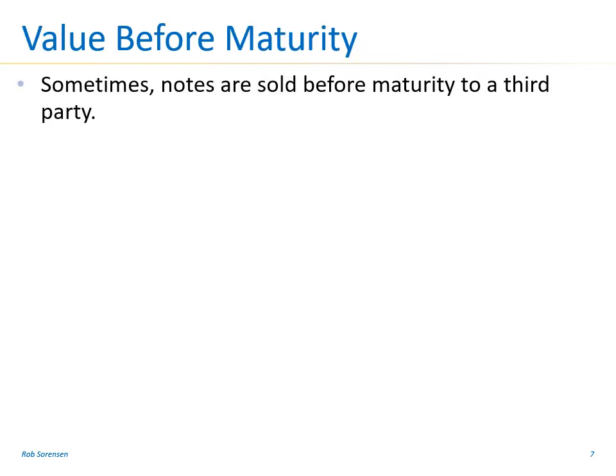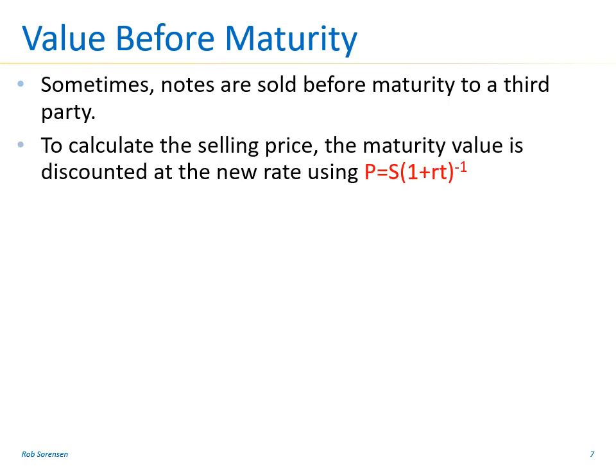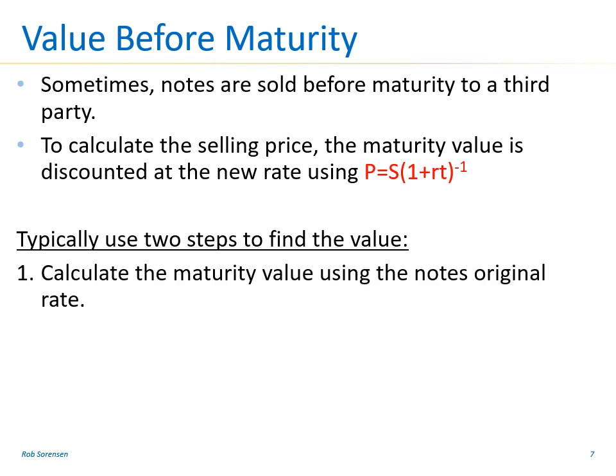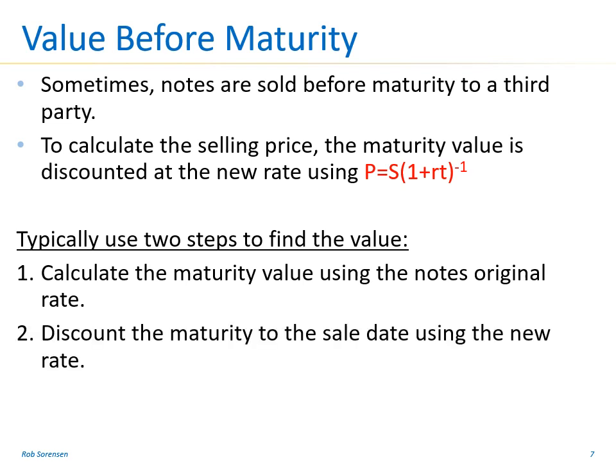Sometimes, though, these notes or these contracts are sold before maturity to a third party. And to calculate the selling price, we have to work with that maturity value that we just calculated and then discount that back, often using a new rate. So typically we've got 2 steps for this. First, we'll calculate the maturity using the rate that was originally agreed to in the promissory note or in the IOU. Then we'll discount that maturity amount back to the sale date using the new rate.